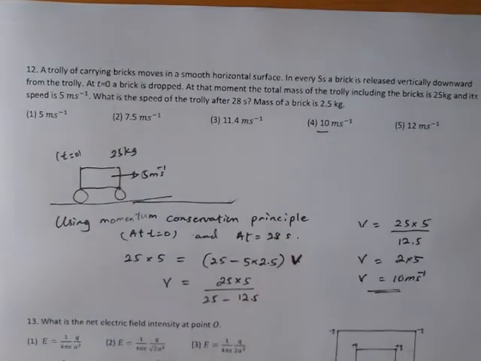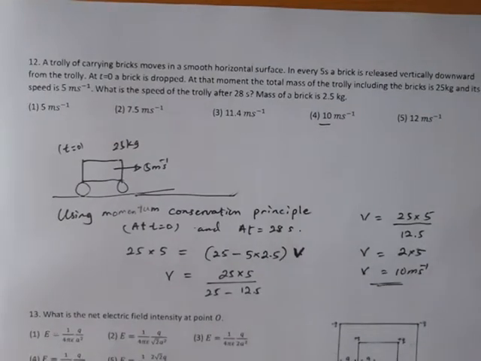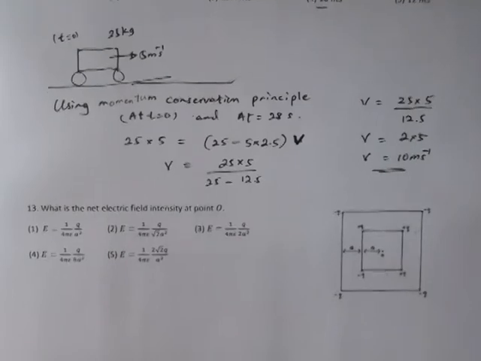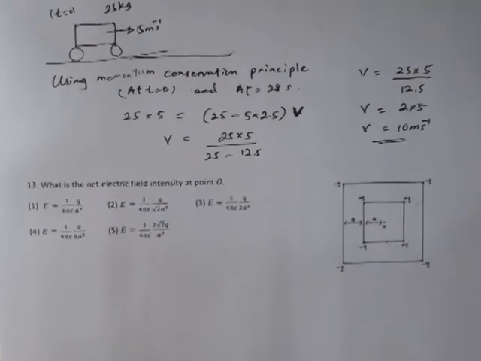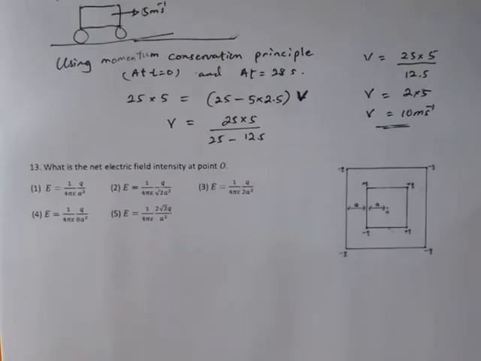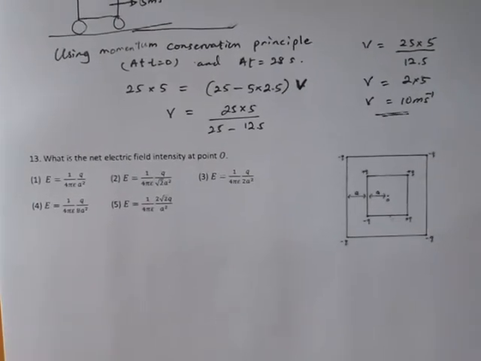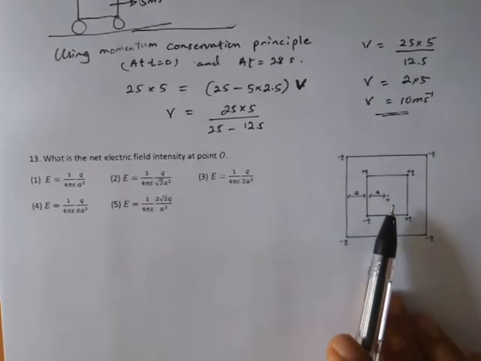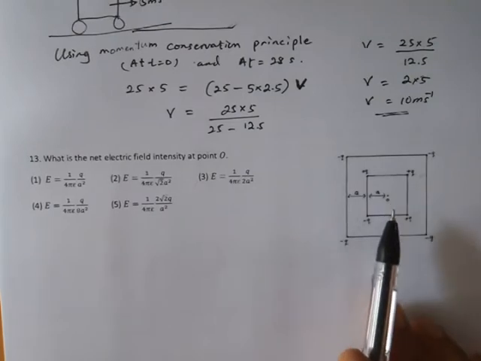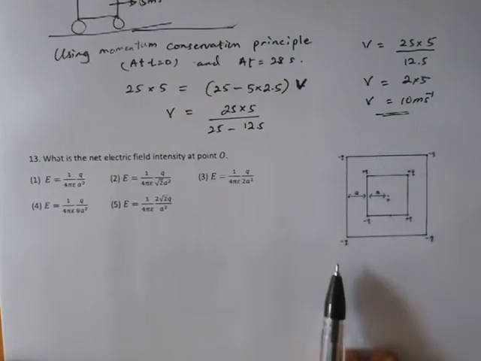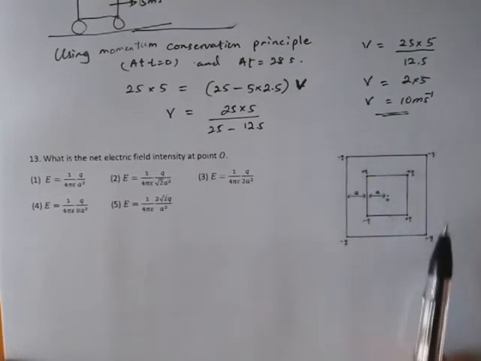Then the next question, the 13th one: what is the net electric field intensity at point O? So here, we want to find the total electric field intensity at this point. Okay, if I consider this outer square, there is a charge of minus q in each corner.